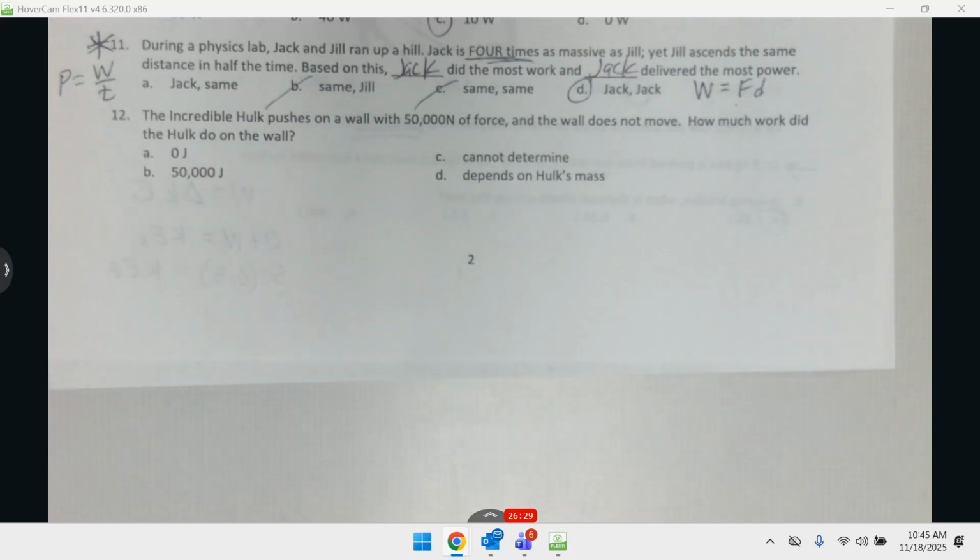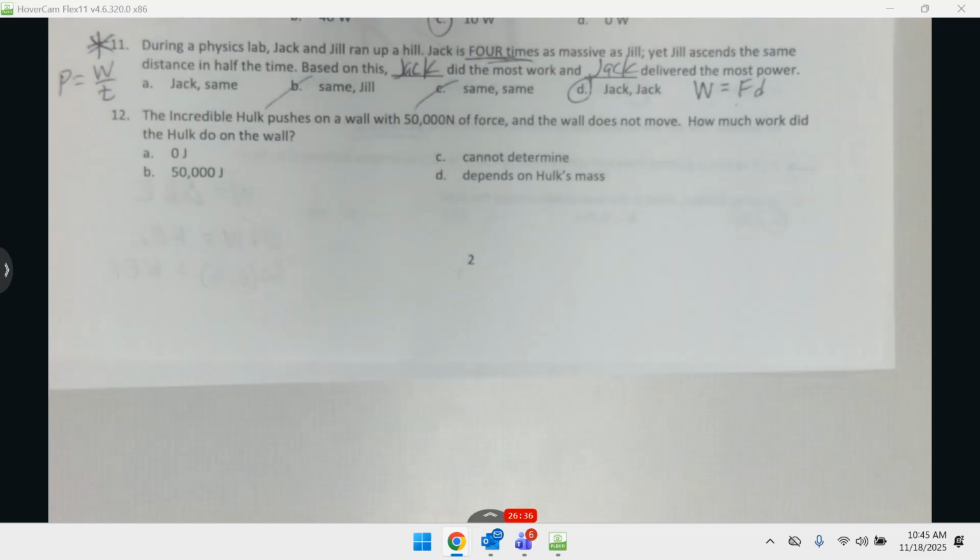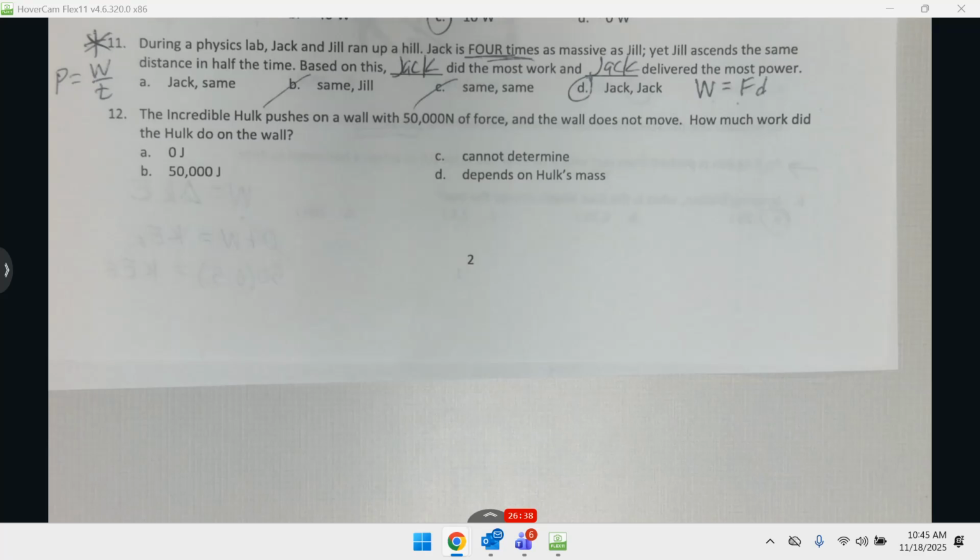All right, number 12. Number 12, almost everybody got right. 96% of you got number 12 correct. It says, the Incredible Hulk pushes on a wall with 50,000 newtons of force and the wall does not move. How much work does he do?